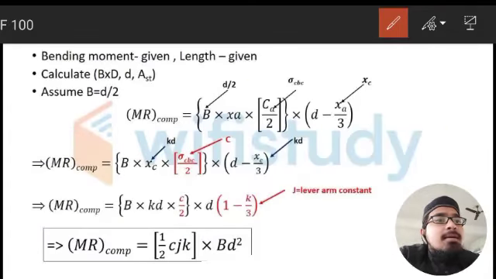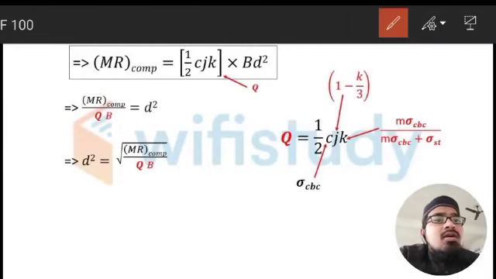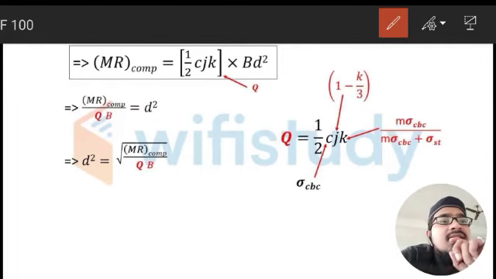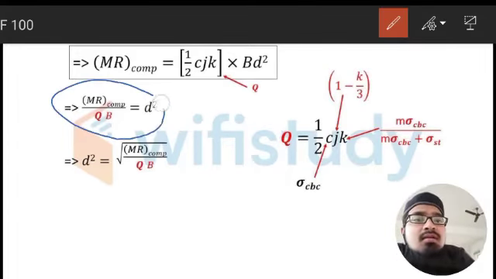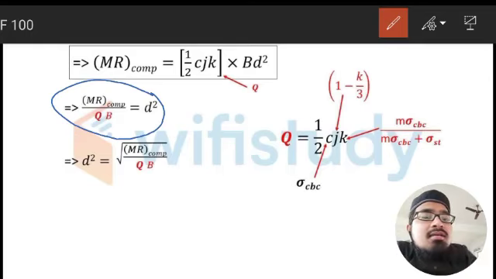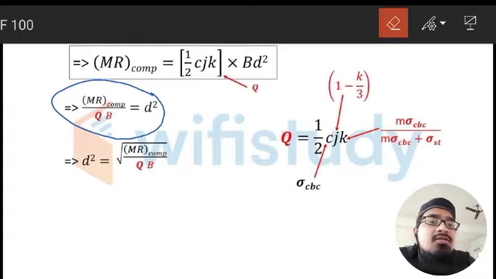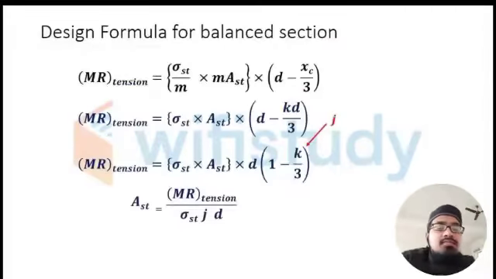So as I have told you, half CJK means Q, and we are representing it as Q. Hence we will get this equation after putting the value of Q in half CJK. So overall, if we want to find out the effective depth, that is overall depth minus effective cover, here the square is not there. Remove the square here. Only d is equal to square root of moment of resistance by Qb. That will be the formula that is going to come.